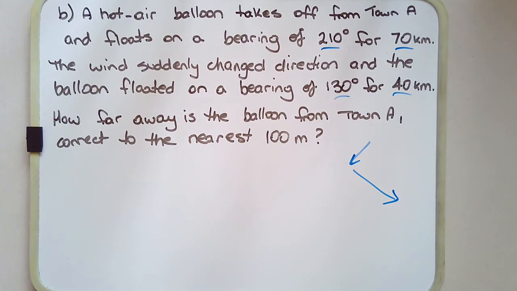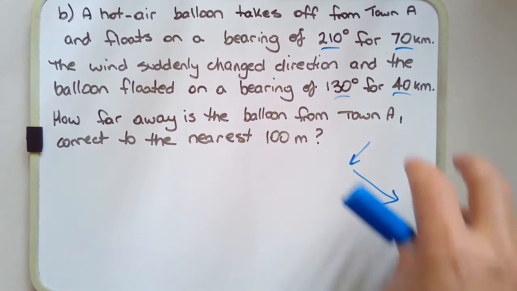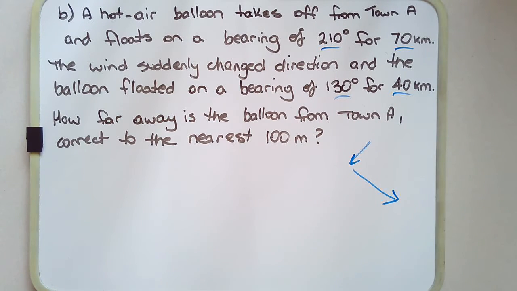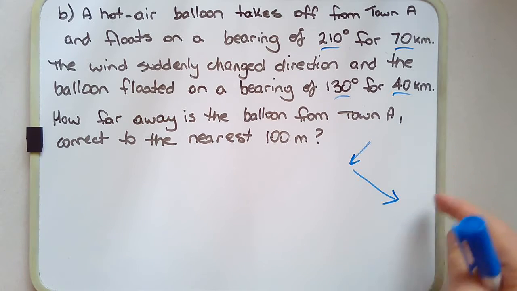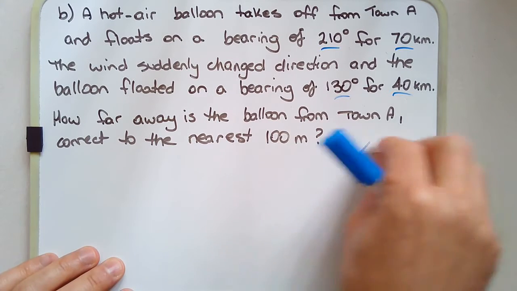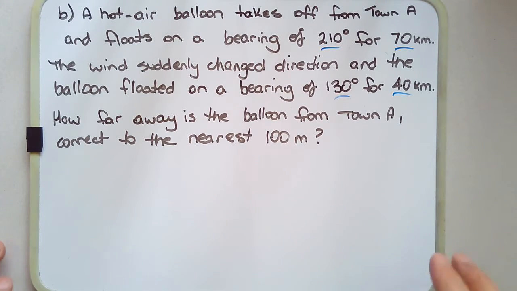Now that we have an idea of what's going on, the balloon is floating in a southerly direction. Let's hope the wind changes to something north so it can go back to town A and hopefully land where it started. But sometimes balloons will land at another point. It'll be set down, and that's sometimes the way it goes.